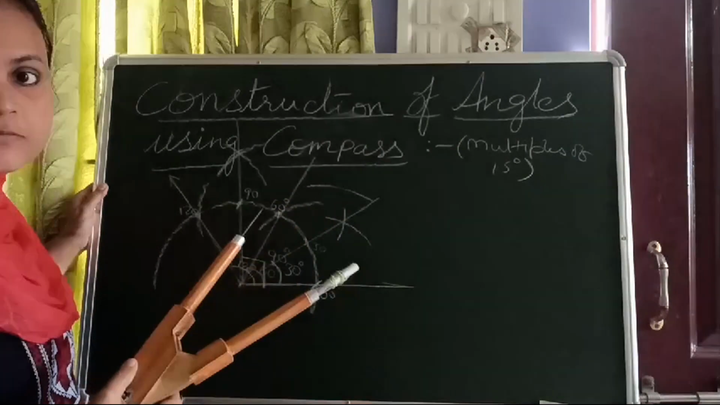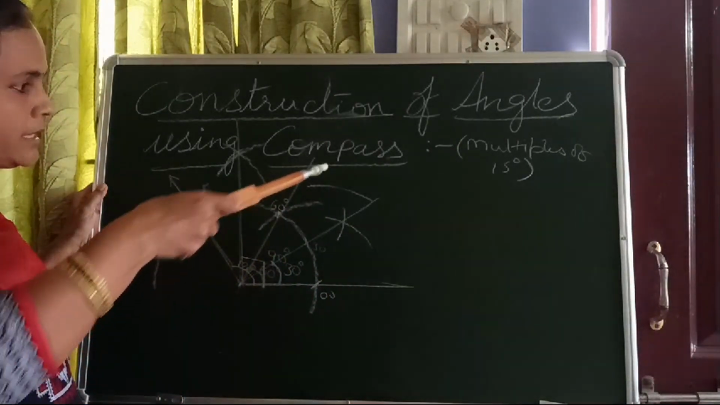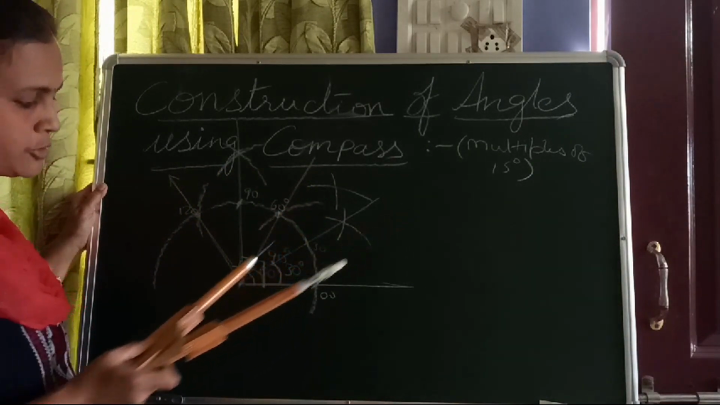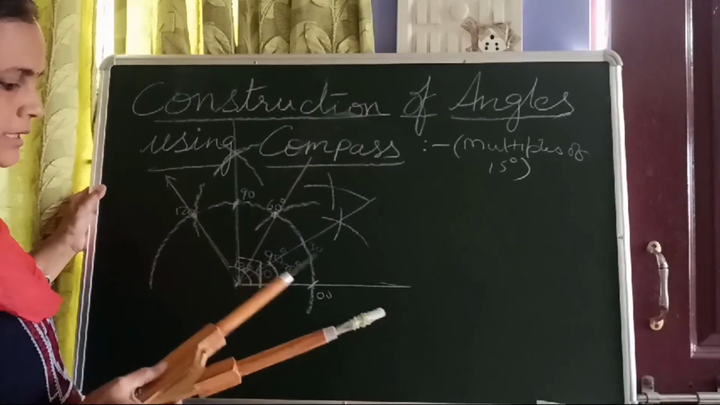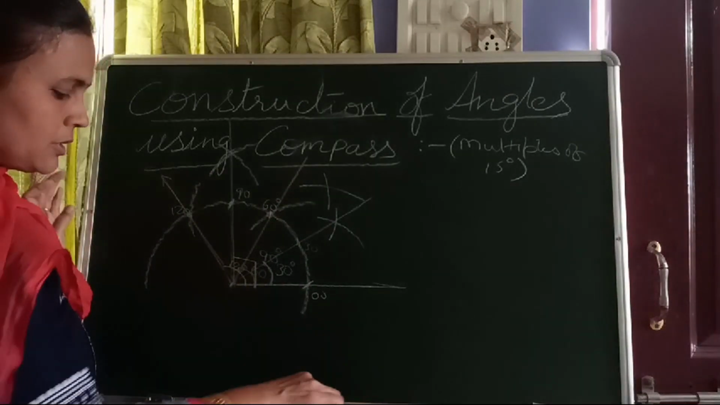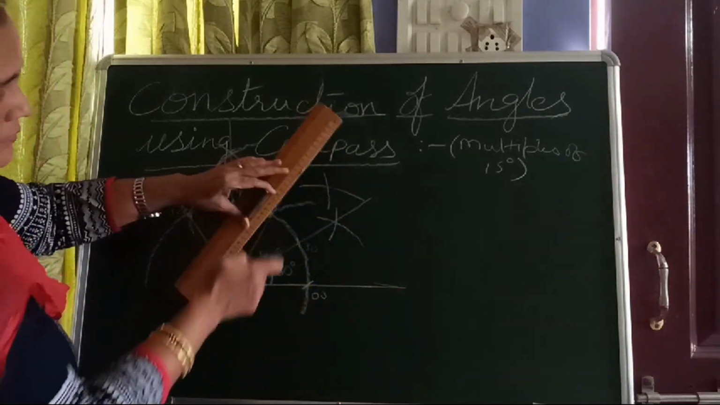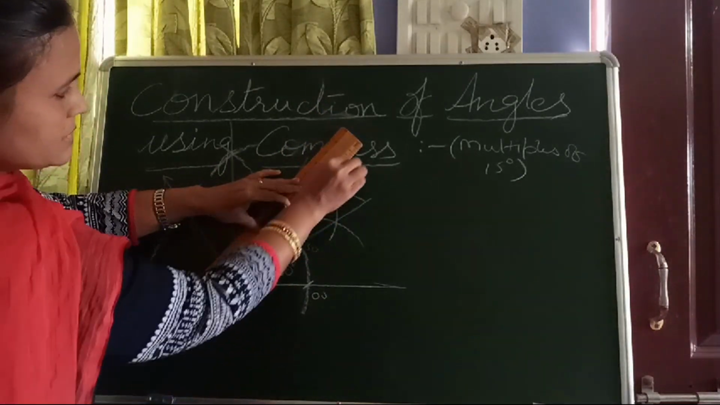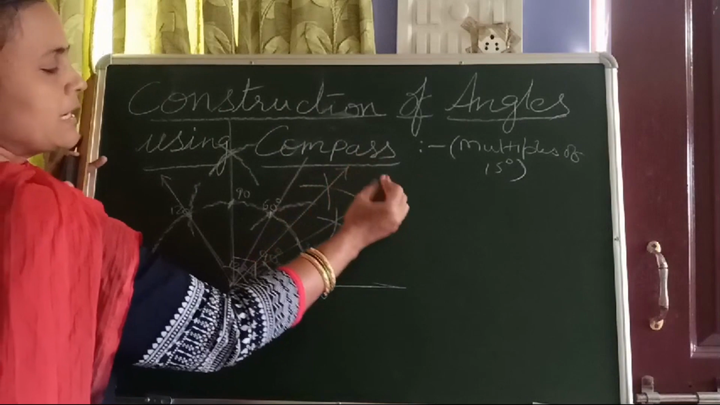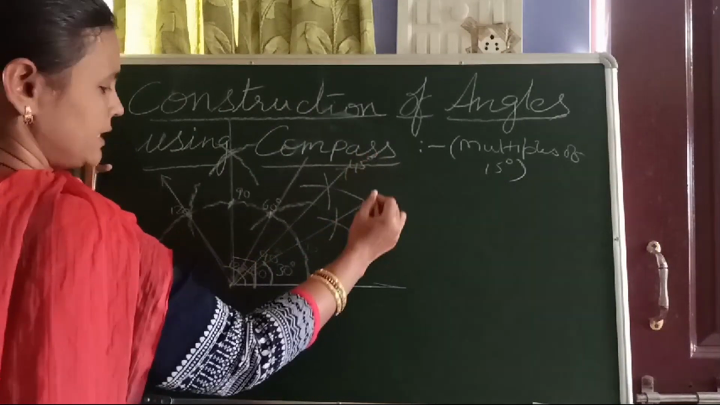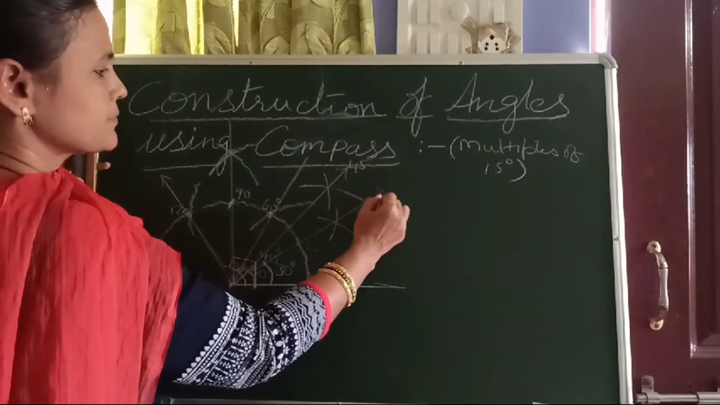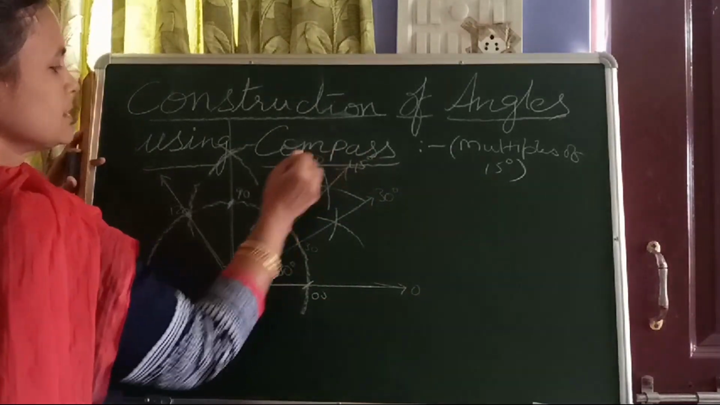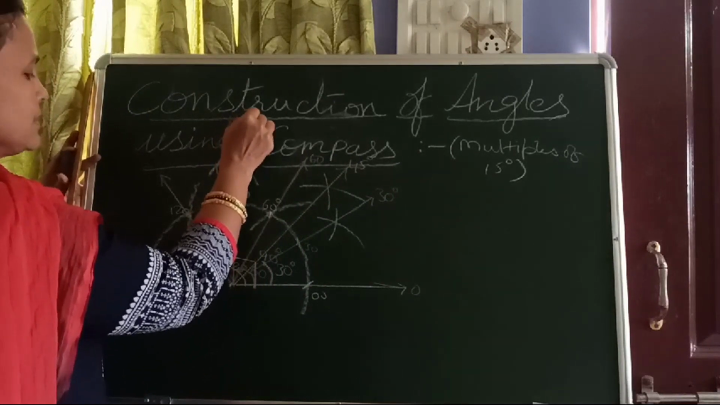And with the same radius without changing, put it on 90 and draw one more arc. These two arcs meet at a point. Join that point to the vertex. So now we have drawn one line, which is 45 degrees. This is 45 degrees. Let me write here 45, and this is 30 degrees. This is 0. This is 60 degrees. This is 90 degrees, and so on.